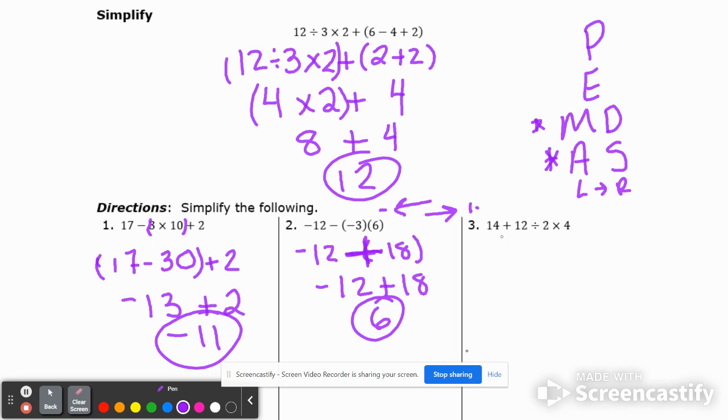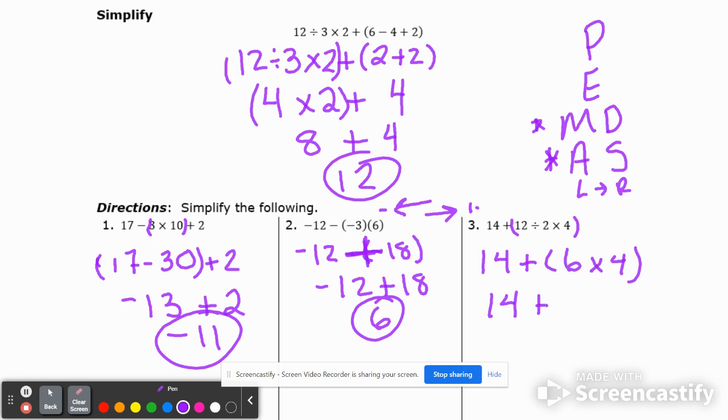Number 3. Let's go ahead and look again. I do not have grouping symbols, no exponents, but I do see multiplication and division over here. Again, I'm just going to take care of that left to right. So that 14 plus is just going to hang out for a second while I take care of the 12 divided by 2, which gives me 6. Still have times 4.